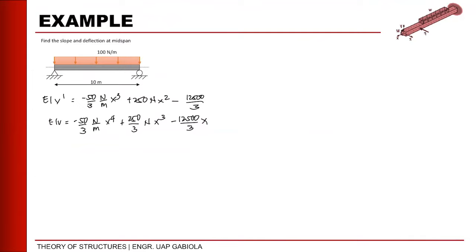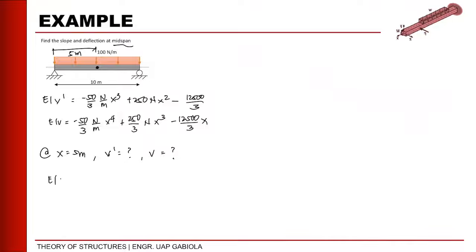Ang tanong sa problem, find the slope at midspan. Ang midspan natin is, ibig sabihin, gitna, no? So kung 10 ang total natin, ang kailangan natin is at 5 meters, no? So at x is equals to 5 meters, pinapahanap sa atin yung value ng slope and yung value ng ating deflection. Okay, yung sa slope muna, substitute natin.